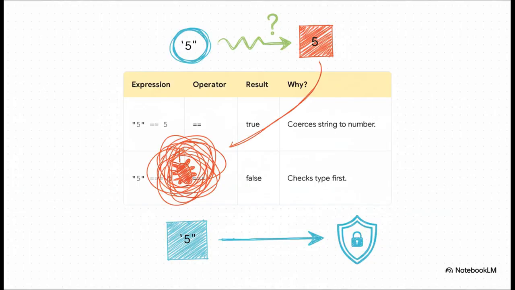This side-by-side comparison right here makes the difference crystal clear. With loose equality, the string 5 is equal to the number 5. But with strict equality, that same comparison is false. And why? Because strict equality checks the type first. A string is not a number, case closed. It immediately returns false without even trying to convert anything.